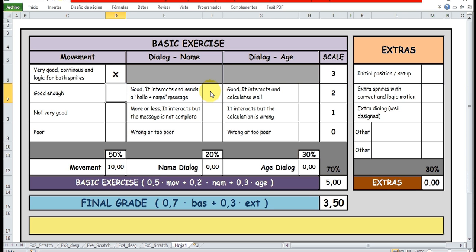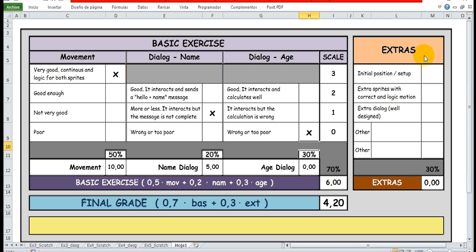Let's continue with the dialogue and the name, the user's name, and imagine that the object, the sprite, asks the name to the user, but it doesn't say hello name. Okay, so the instruction is not complete. So the cross is here. And let's guess that the age dialogue is not complete, is not done because the student didn't know how to do it or something else. So let's put the cross here because it means this part of the exercise is not done. So over 10, it has a 6.